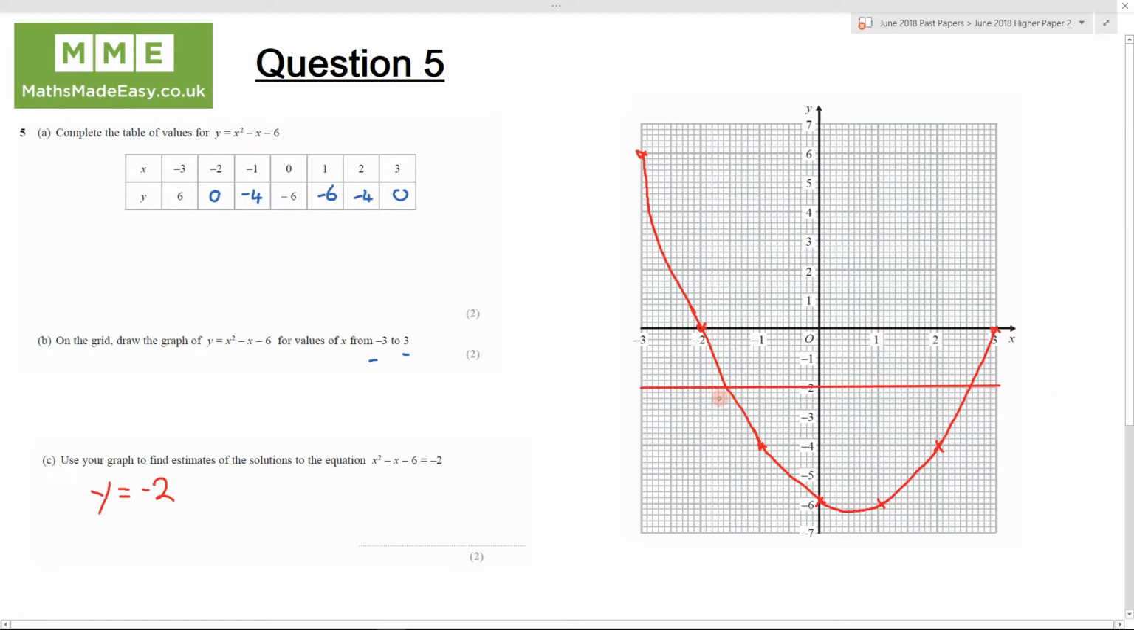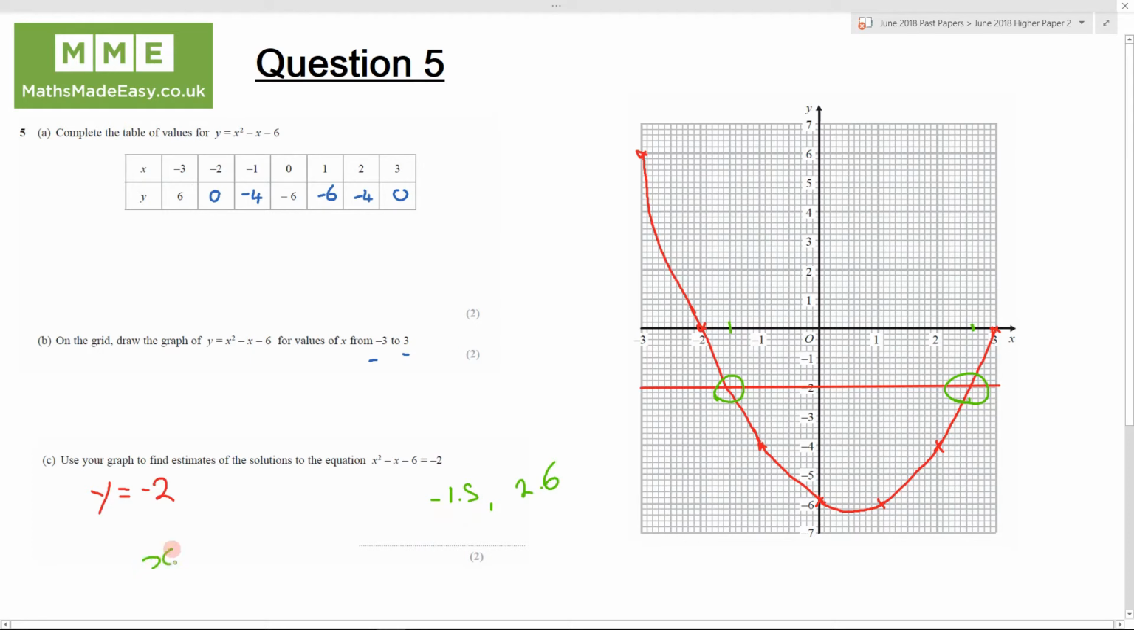Okay, and we then have to look for the two intercept points of where the y equals minus 2 intersects with our x squared minus x minus 6 graph, and that will give the two solutions. So looking for the x coordinates where it strikes, here and here. I have got minus 1.5 and 2.6, and those would be acceptable answers.